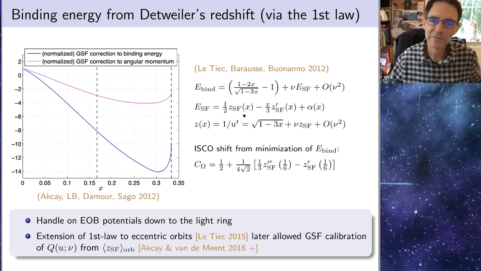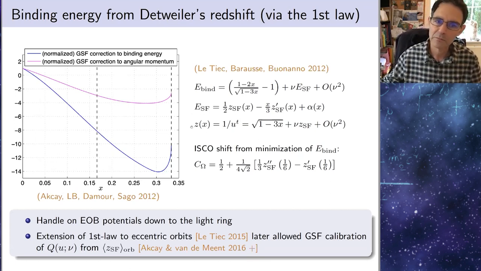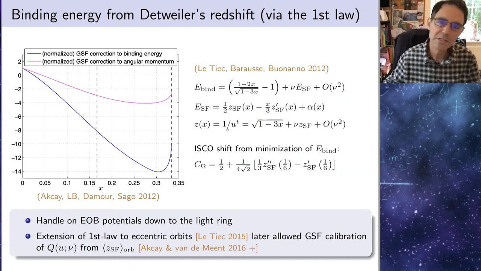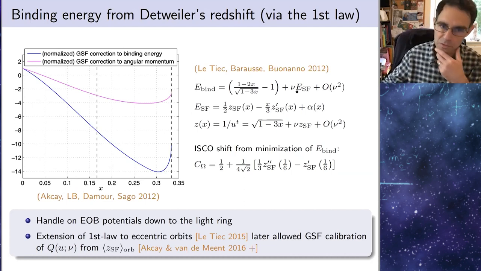Given the first order perturbation, you can construct this quantity, the Detweiler redshift, which is the inverse of the four velocity of the object along its trajectory, expanded in small mass ratio. And given that redshift function, you can construct the binding energy to order self-force.